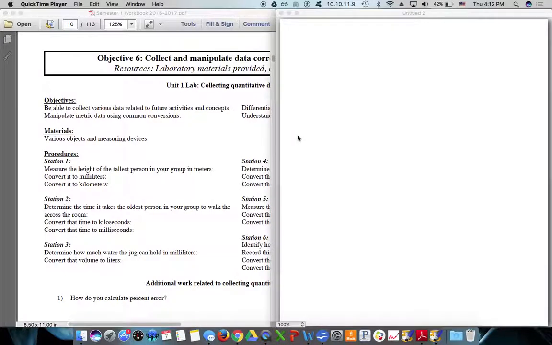Chemistry, guys. This is going to be the work that we had talked about on page 10 and 11 related to conversions, percent error, accuracy, precision, and scientific notation.